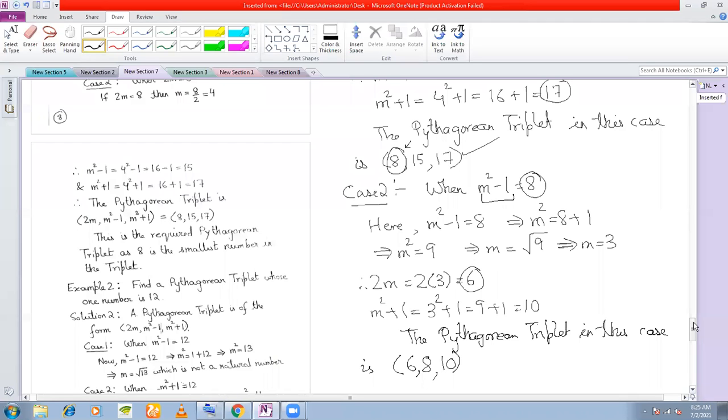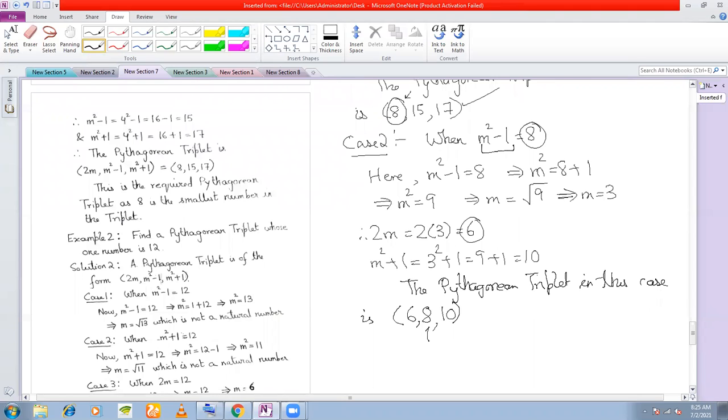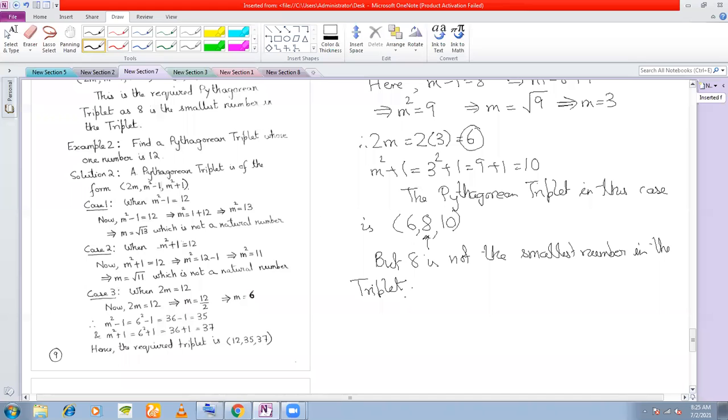So which should be our answer? Should I accept the second answer? Is 8 the smallest number in the triplet here? No, sir. 8 is not the smallest number in the triplet in case 2. Therefore, we reject case 2. The required Pythagorean triplet is as obtained in case 1.